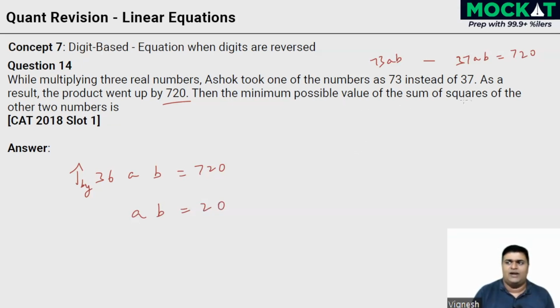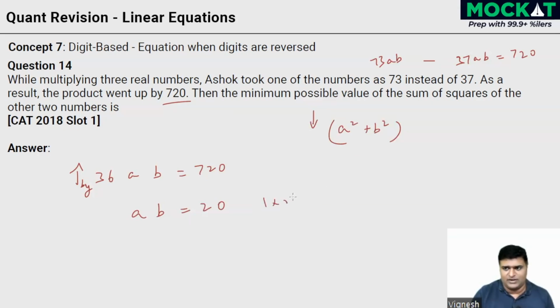What is the minimum possible value of the sum of the squares of the other two numbers? So A square plus B square should be minimized, right? Smallest value. The product is constant. I have to find the smallest possible sum of the squares over here. We've actually seen this, this will be covered in greater detail in the inequalities lesson, right? So in this scenario, the values should be as close as possible to each other. A equals B. If A and B are as close as possible to each other, then the sum of the squares gets minimized.